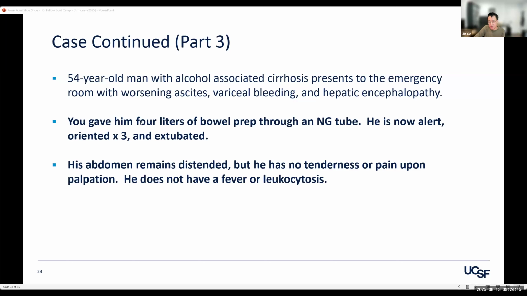Okay, so you gave him 4 liters of bowel prep. Great job. He's now A&O times 3. He's now extubated. His abdomen remains distended. He doesn't have tenderness or pain on palpation. He doesn't have fever or leukocytosis, and also it's a Saturday. So what do you want to do about the ascites?